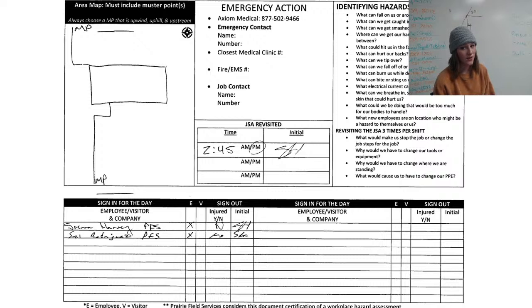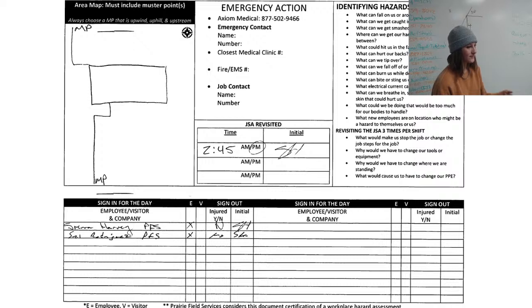At the end of the day, you're going to say if you were injured or uninjured, yes or no. Obviously, we're going to hope those are all N's. No, you are not injured. And then initial that, signing out at the end of the day, signing off of the JSA. Questions, comments, concerns?